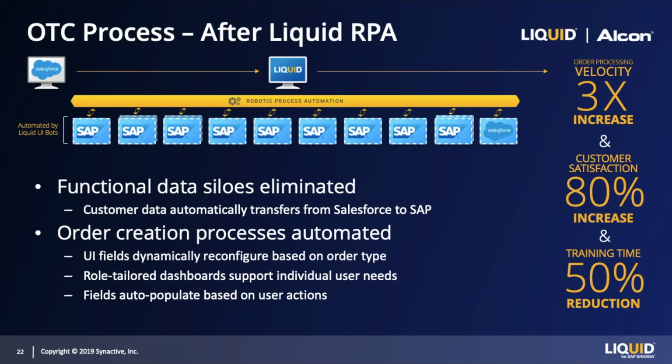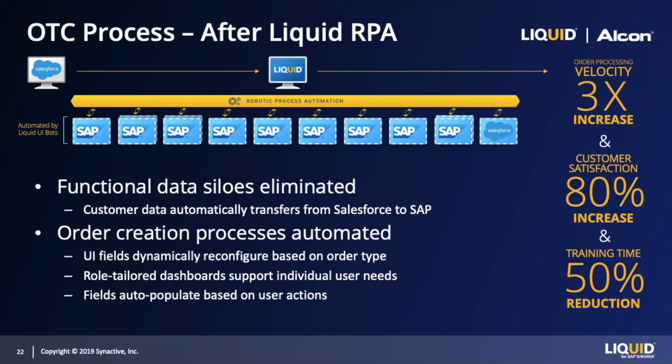And then lastly, the training piece or portion. And ultimately, with an improved OTC process after Liquid UI RPA, being able to ultimately create a training experience that was less costly and more efficient. And so this was very impactful from Alcon as they built their business case, that this was also a nice byproduct. And so instead of investing good dollars after bad with the process prior to Liquid UI RPA, they realized a 50% improvement in training time with Liquid UI RPA.